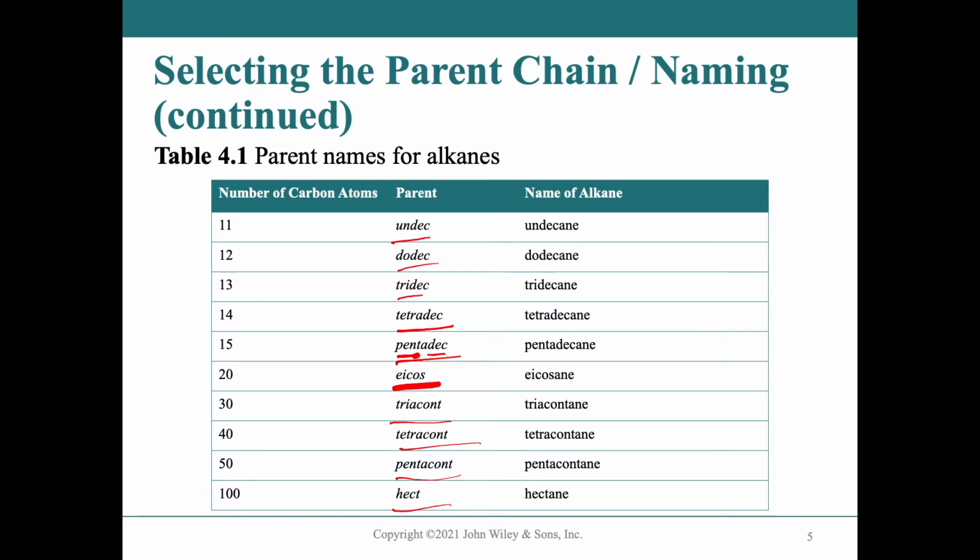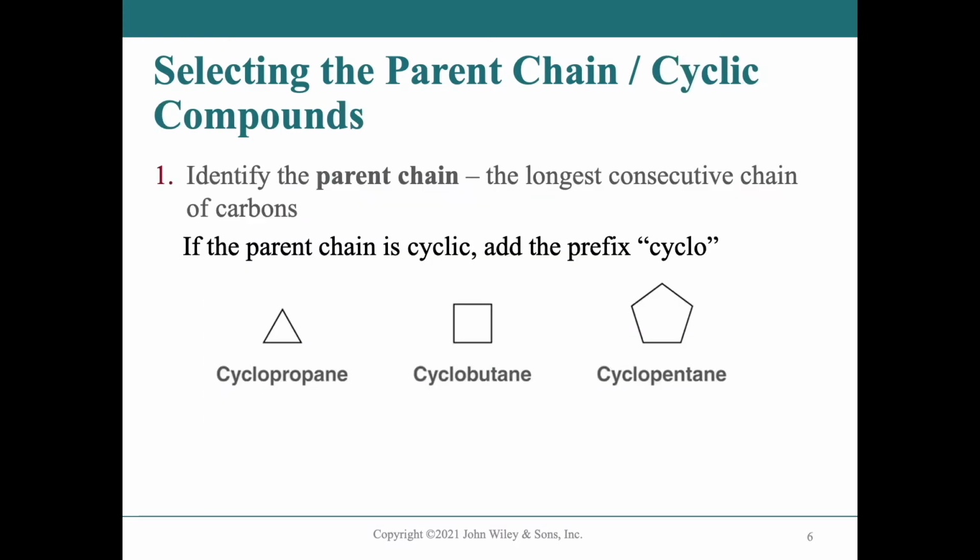So the next thing is, what if the parent chain is cyclic, right? It's not like an open carbon chain, but it's in a cycle, right? Well, that's easy. You just add the prefix cyclo to it.